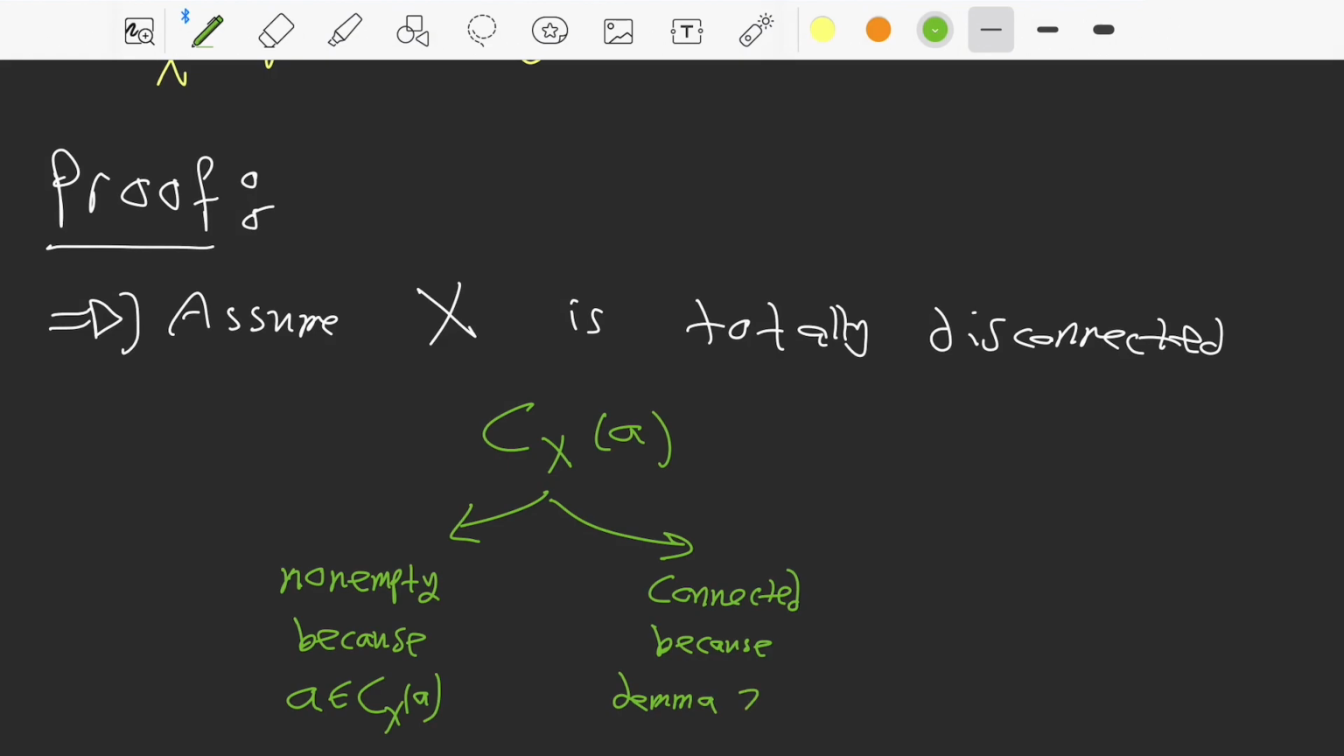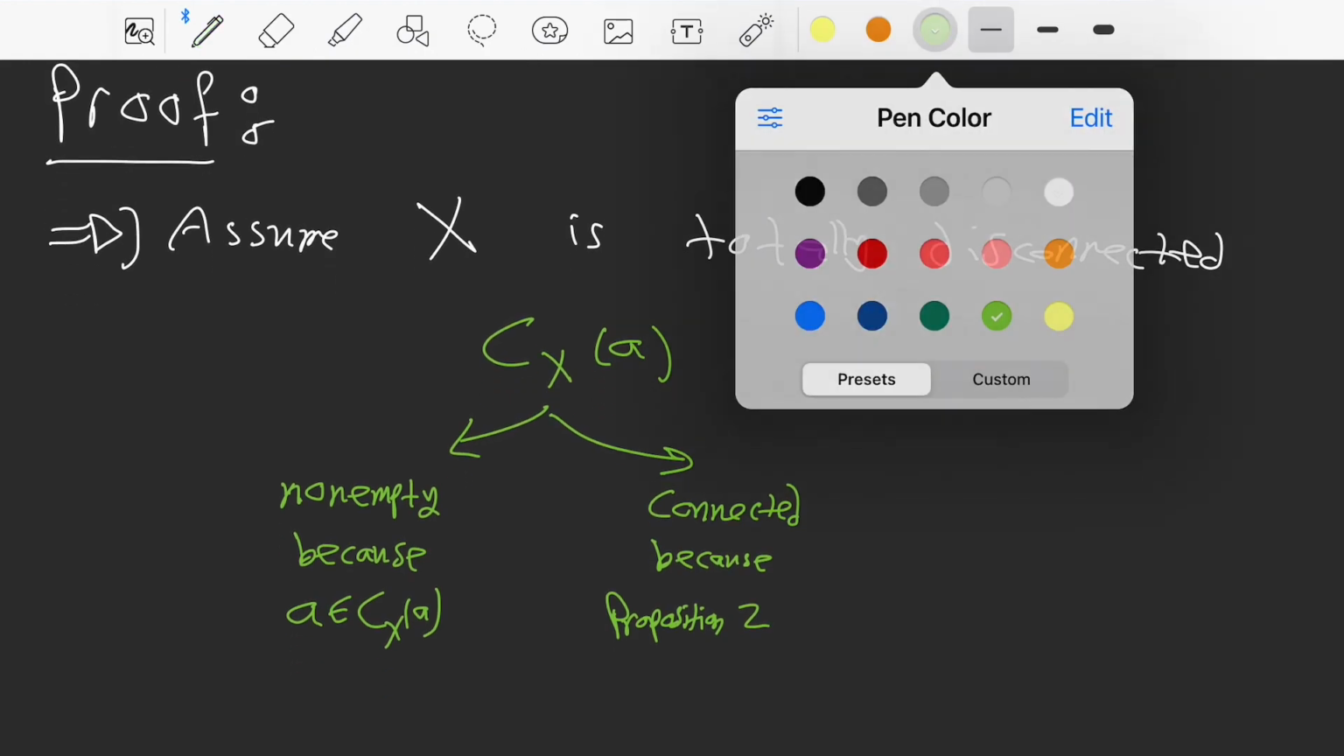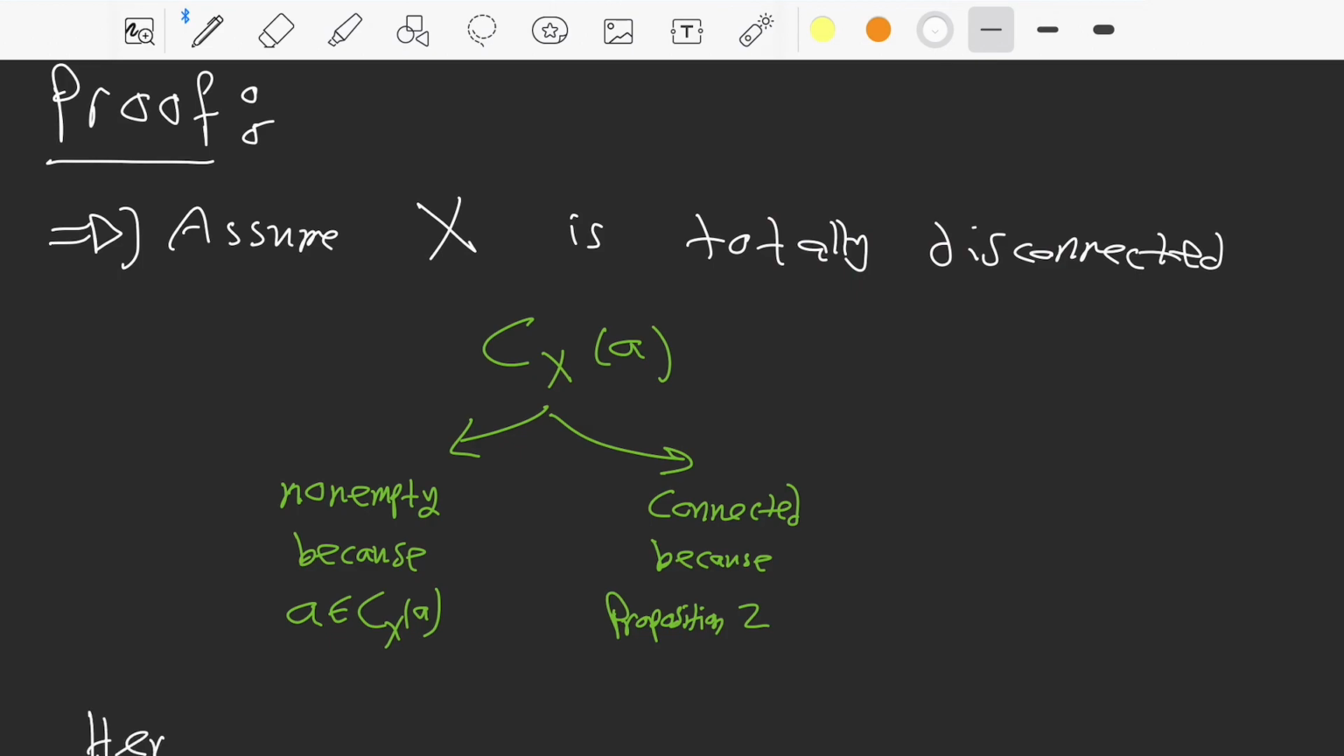Because lemma number 2. Sorry. Or let's say proposition 2. I think it's proposition 2. So proposition 2. We have non-empty, connected, and the space is totally disconnected. Hence, the connected component is a singleton.